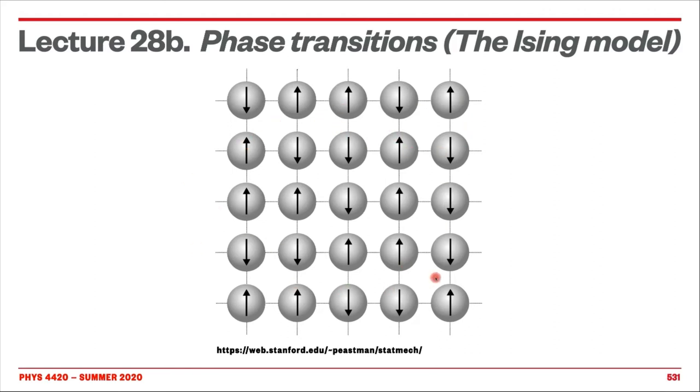We have a system like this, and we are going to consider a number of simplifications to try to understand what's going on. As we start, this is a two-dimensional example, and of course we can also look at one dimension and three dimensions.